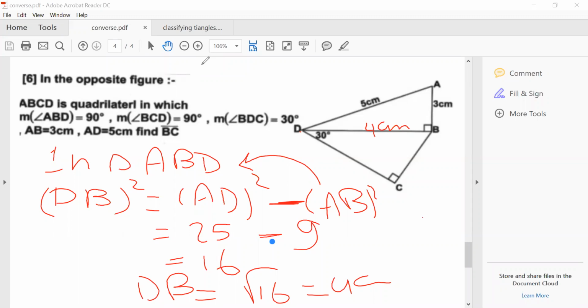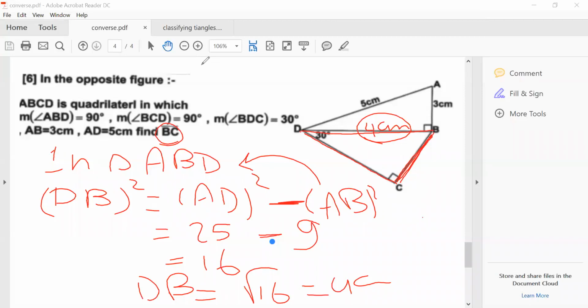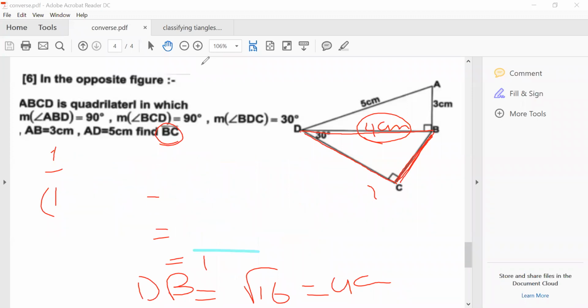Okay, Farah. Here I got DB 4 centimeters. Now I'm talking about the triangle DBC. I want BC, but I don't have any sides except DB, one side only. Can I apply Pythagoras theorem with one side only? No. So how can I get BC in this case? Can you remember anything from the first term? BC is going to be half BD because it's opposite to 30 degrees. Yes, excellent.